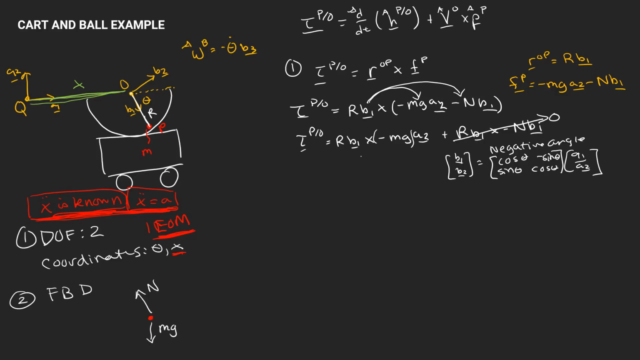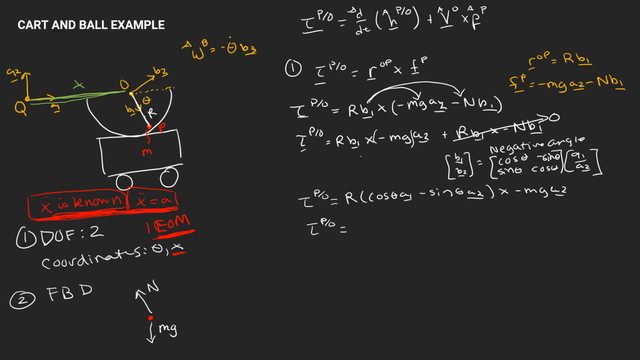Okay, so now we can write this B1 in terms of A1 and A2. So we have the torque is equal to R, and here we have cosine theta A1 minus sine theta A2 crossed with negative mg A2.